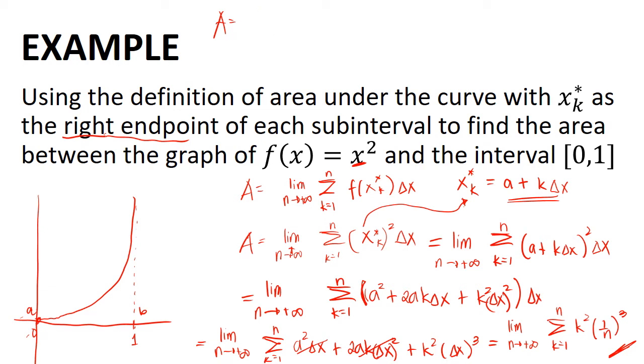So, mangyayari is, nandito na siya sa 1 all over n cube, limit of okay. Hindi ko muna siya ilalabas pala. Sorry. Hindi ko muna siya ilalabas. Nandito lang siya. Limit ng as n approaches positive infinity, dito lang siya, sa labas ng summation.